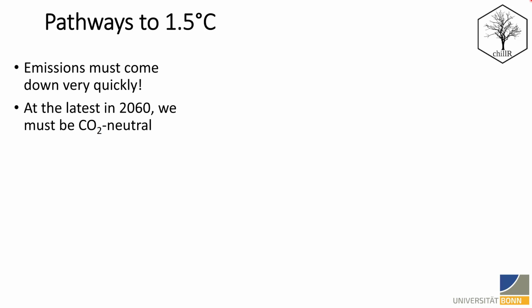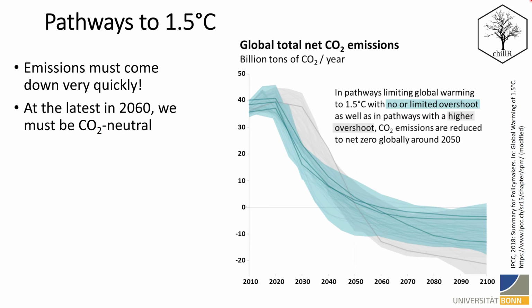So at the latest in 2060, we must really be CO2 neutral from the looks of it. And this is what has been proposed as plausible pathways. So basically from this, and remember that the emissions have risen very strongly to the left of this figure, but now from this peak here we have to crash down very, very quickly to zero, possibly even lower than zero if we don't manage to do this fast enough.